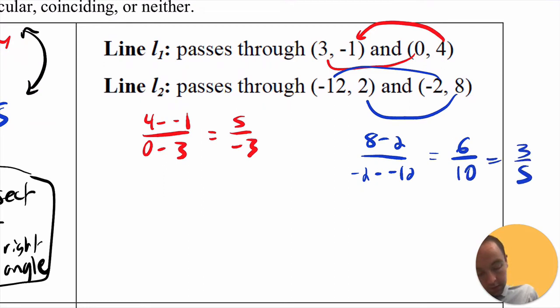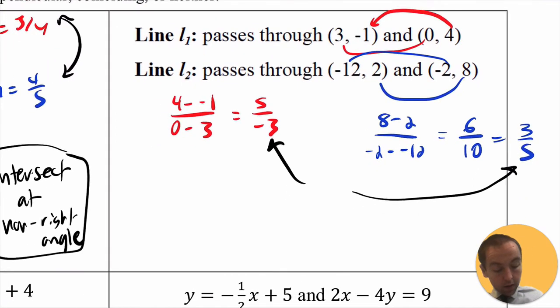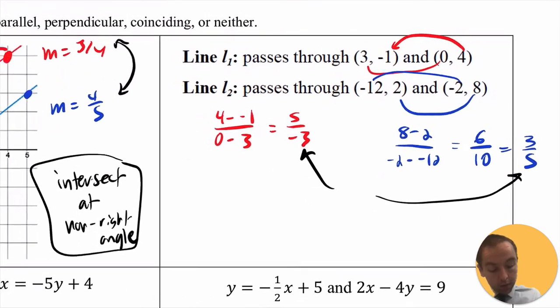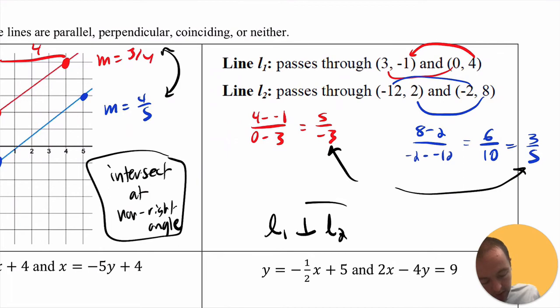And so if you compare that slope with that slope, they're reciprocals, because you got 5 and 3, and then 3 and 5, and also one's negative, one's positive. So they are opposite reciprocals. And what that tells you is that they're going to intersect at a 90-degree angle and be perpendicular. So we can say that line 1 and line 2 are perpendicular.